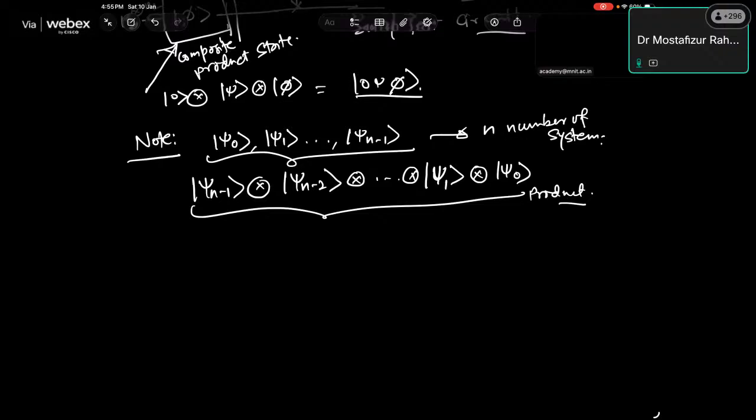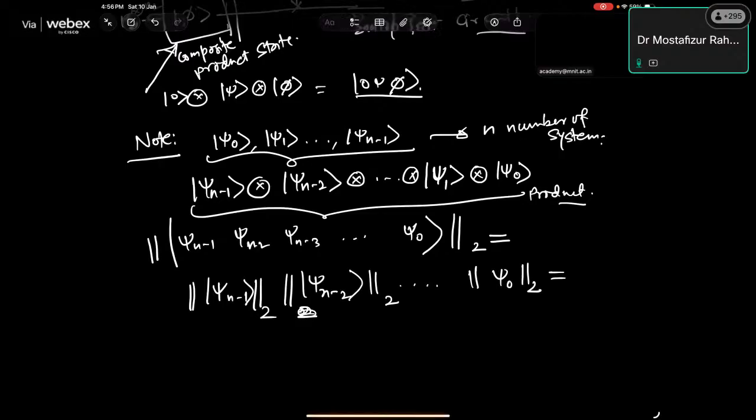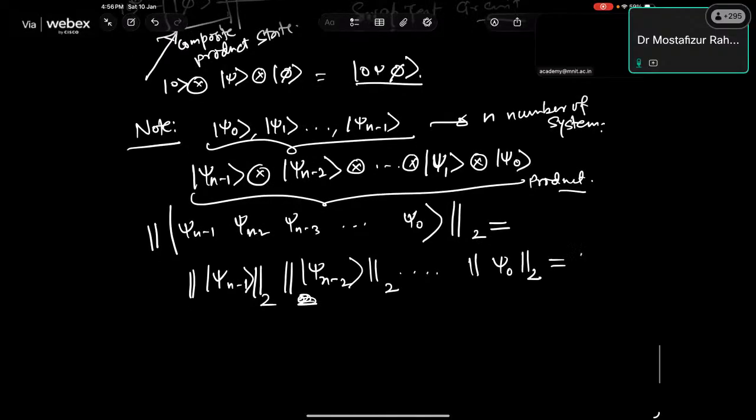By definition, for this state we can also remove these notations and directly write psi n minus 1, psi n minus 2, psi n minus 3, and so on up to psi 0. This is the whole state, and the norm of this state will be equal to the product of the individual norms, say the 2 norm, of psi n minus 1, psi n minus 2, and so on up to psi 0. To validate a quantum state, each individual quantity will be equal to 1. So 1 to the power n number of systems is 1, by definition.